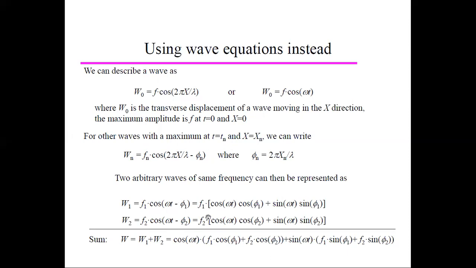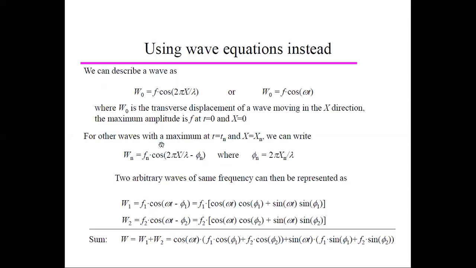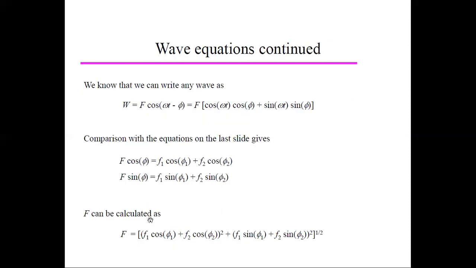Look at that, the equation should be similar for phi 1 and phi 2. So the sum w is equal to w1 plus w2. After adding both equations, we can get this equation. From that we can calculate the w of any wave. So we know that we can write any wave, w is equal to F cos (omega t minus phi), equal to F cos omega t cos phi plus sin omega t sin phi. This is a wave equation which we can compare with the previous slide, in which the equation should be common. So F can be calculated from this equation.